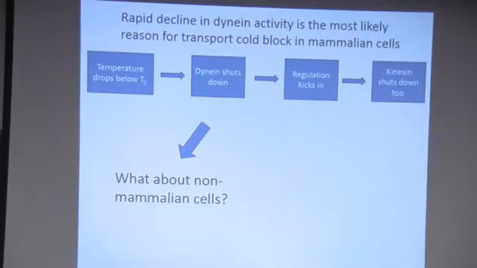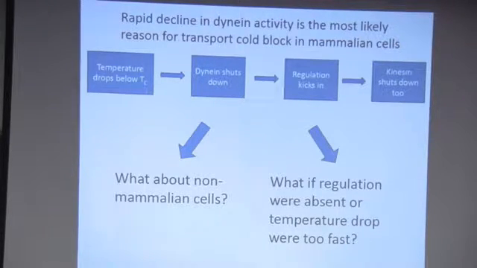But if you're a physicist or a bioengineer, you might ask, what would happen if the regulation were absent? Because if you were doing this on a glass slide, or doing nanotechnology, which is biomimetic, moving stuff with kinesin and dynein motors, you might not put any kind of regulation into your system. The question is, what would happen then? Or, which is what we were very interested in, what happens if you drop the temperature on a cell really, really fast? Because then the chemical regulation won't have time to kick in.